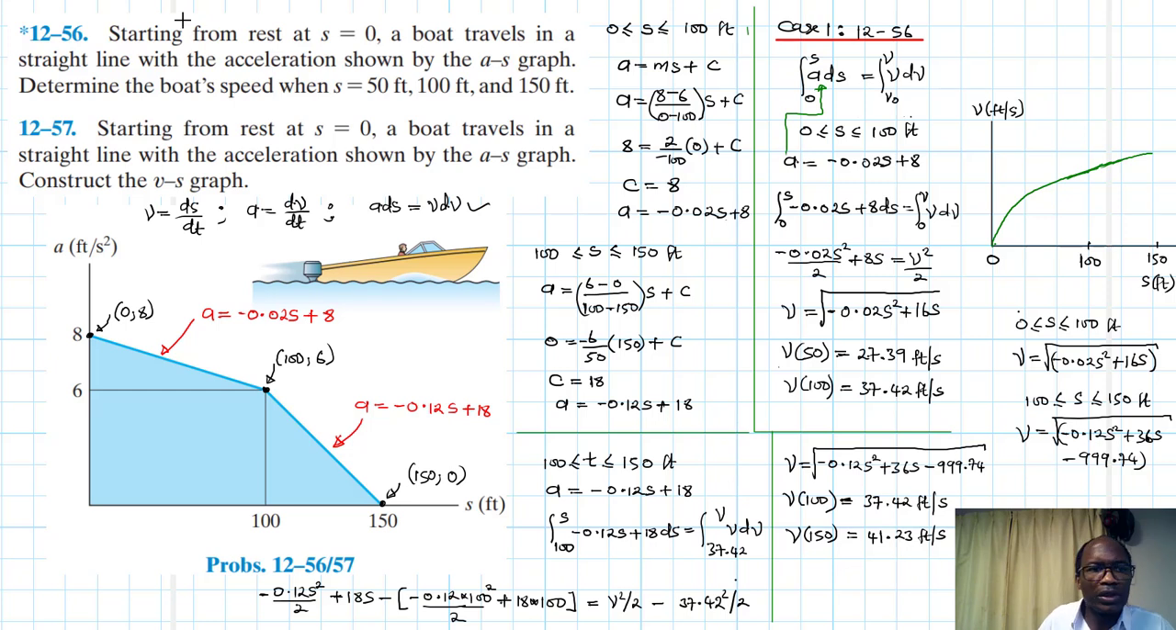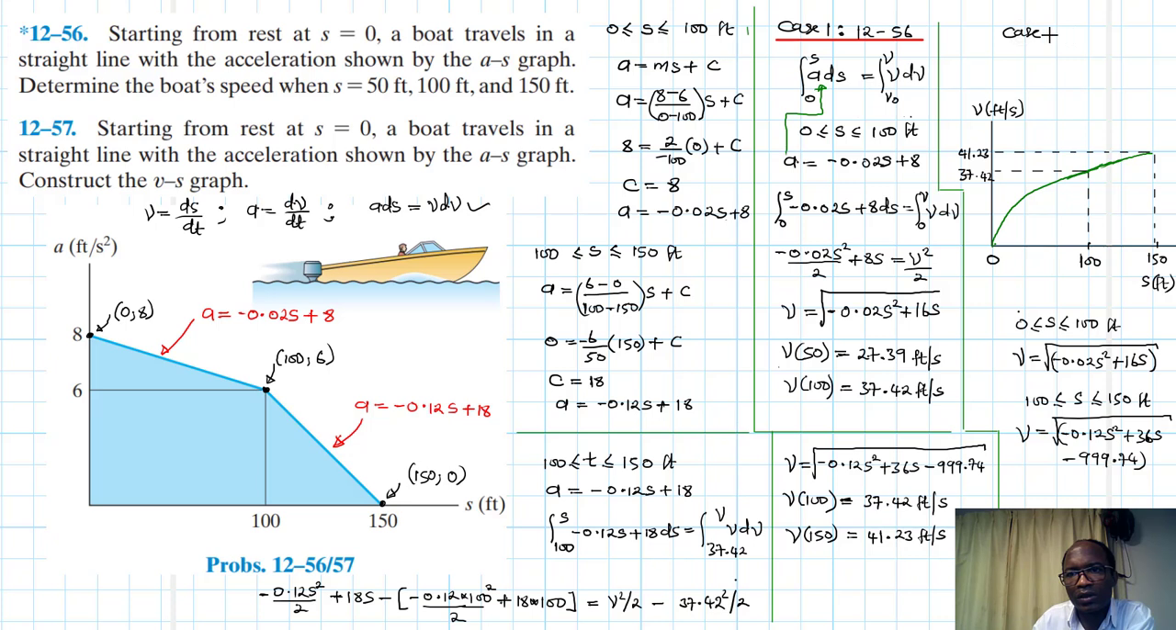Okay, so let's just show these particular points here. Here we have this point, and we do have another point. So those are the points: this one is 37.42, and this one is 41.23. Okay, let's also give the title for this one. This is case 2, which is 12-57.